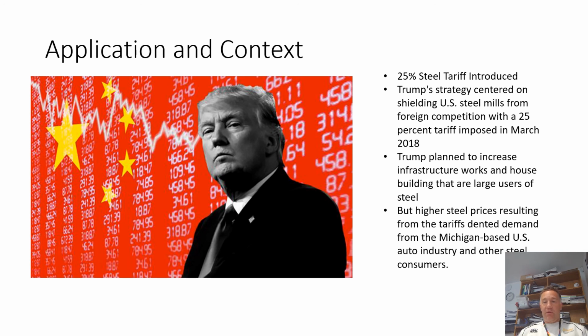I'm going to now create another video on quotas and then the following one on subsidies. So we'll have covered all of the protectionist diagrams that are required for A-level and IB economics.